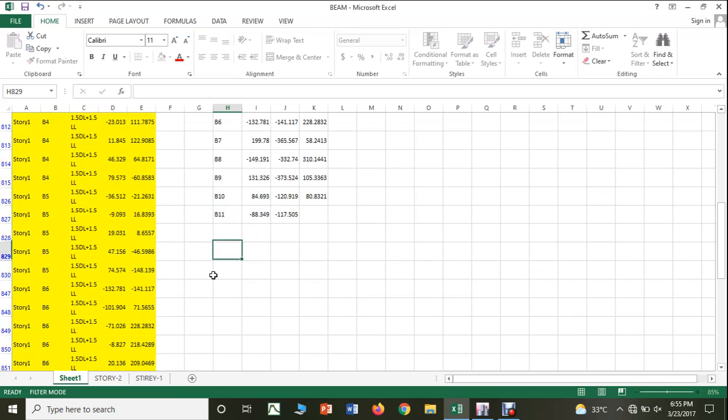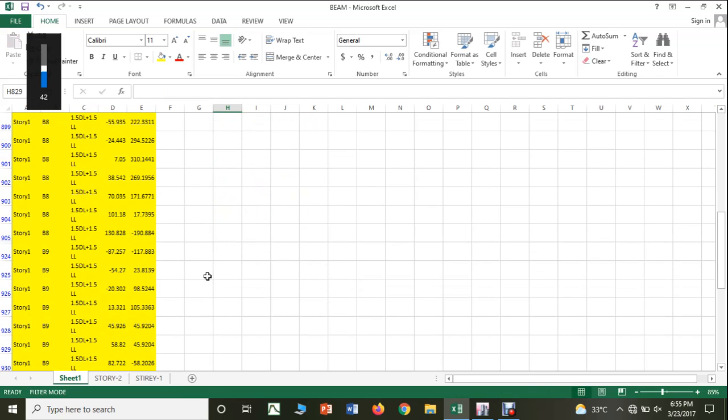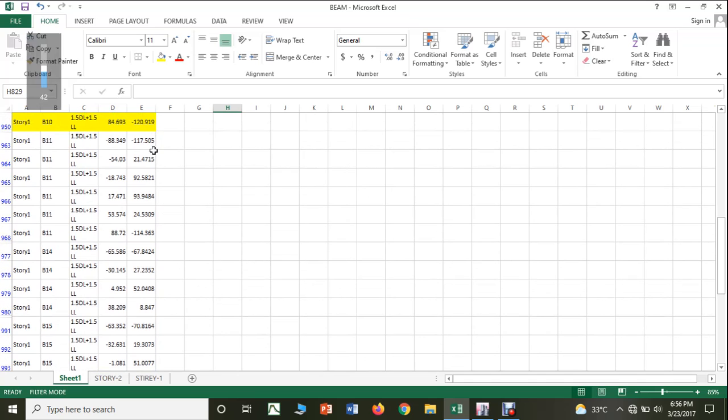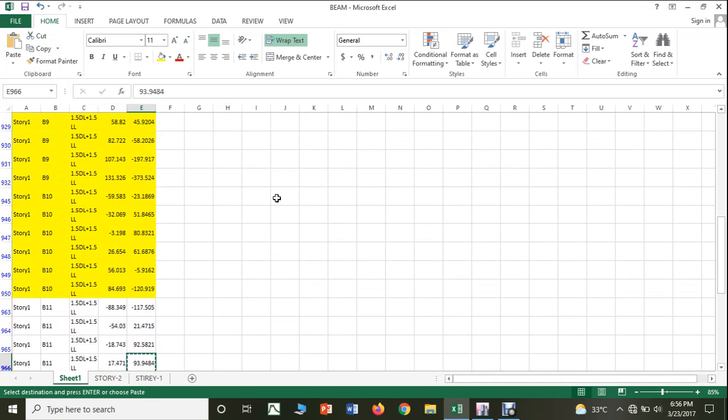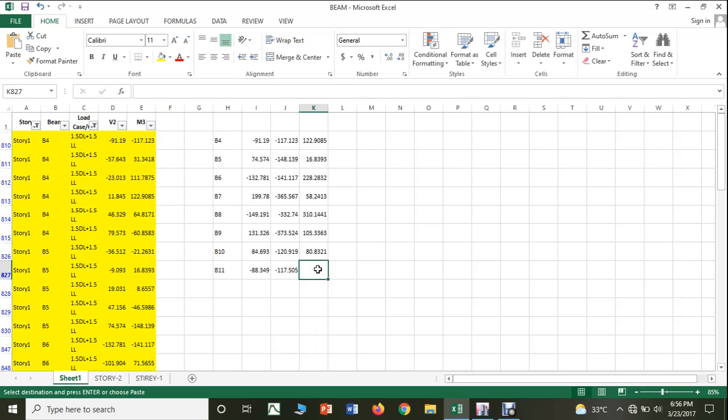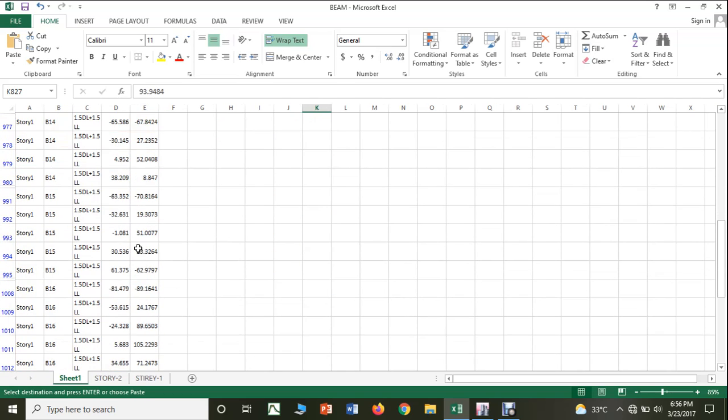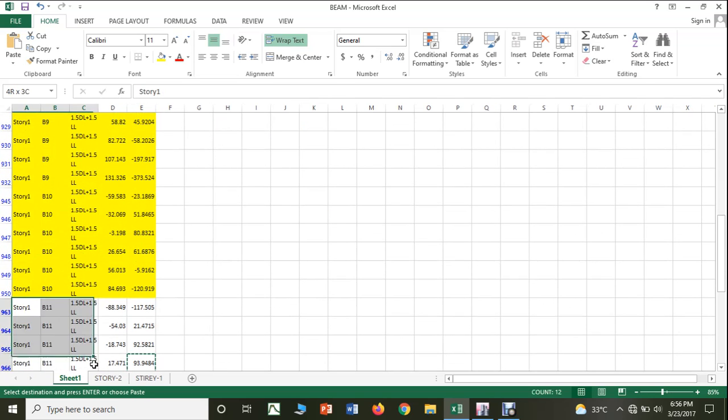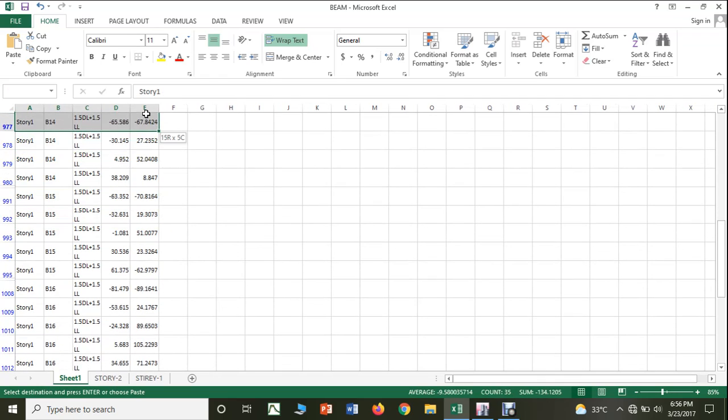And what about the maximum positive value? The maximum positive value that you can have, out of this, is 93. So the maximum positive value is 93, that is beam 11.